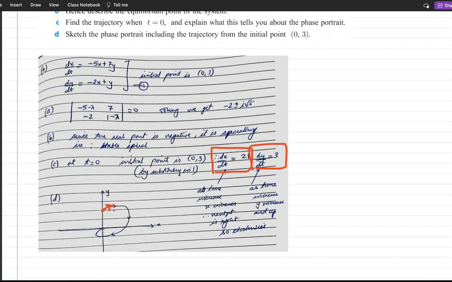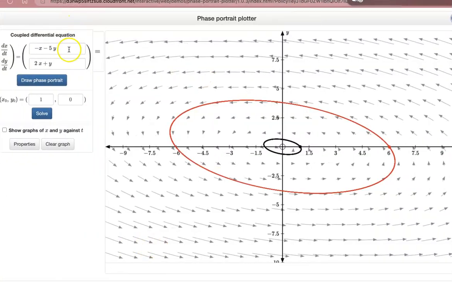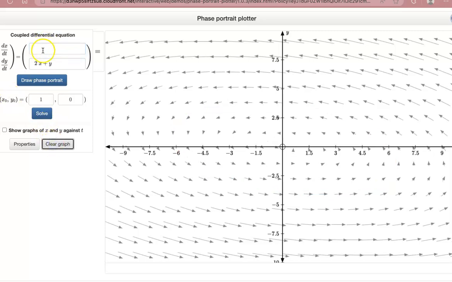So looking at the solutions, you may not be able to do it. But if I use the software over here, it will tell me what exactly happened. Let me show you that as well. So I'll clear the graph, and I'll enter this as minus 5x plus 7y, and this as minus 2x plus y, and my initial point is 0, 3. Correct? Yeah, so this is the same. So I'll draw the phase portrait.